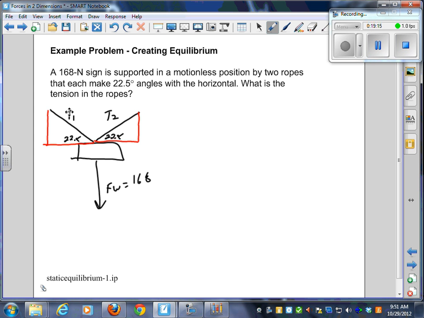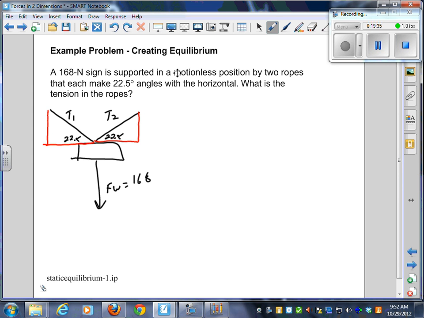Would you agree that the tension in the ropes would have to be, like T1 would have to be equal to T2? Does that make sense to you? Yeah, as long as what is also true? If the angles are the same, then the tensions have to be the same, right? And you will not see any where the angles are different, maybe next year.